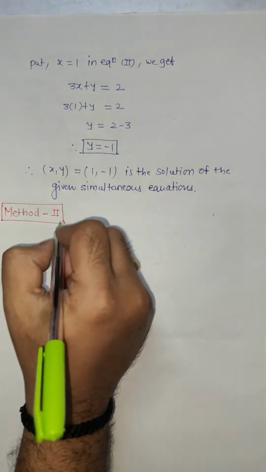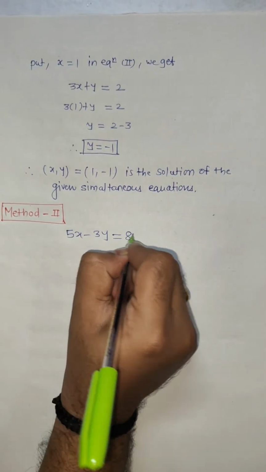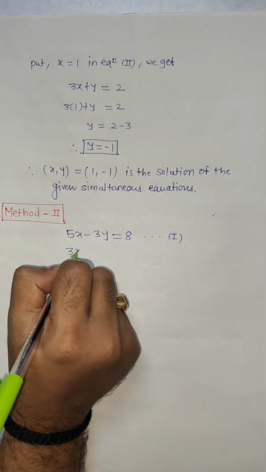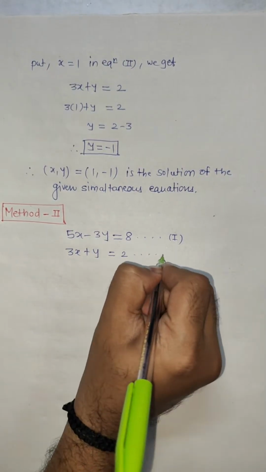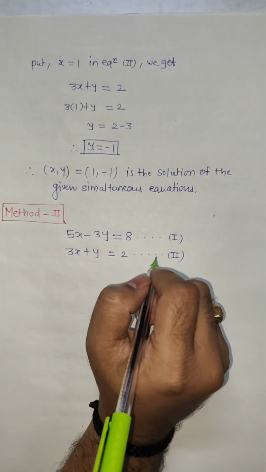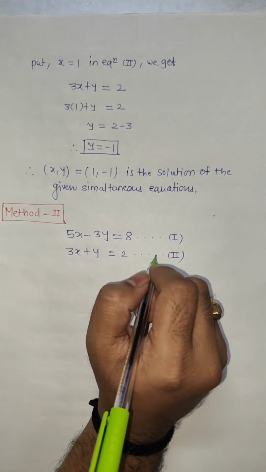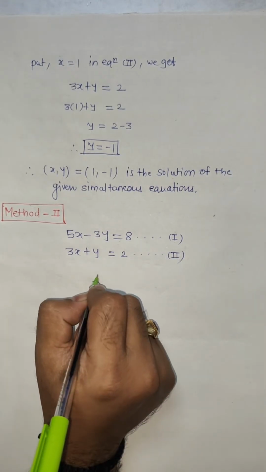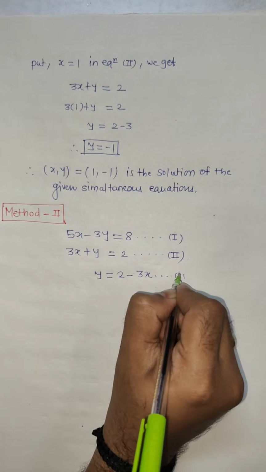Both the equations are given to you in this case also. So 5x minus 3y is equal to 8, that is equation number 1. And 3x plus y is equal to 2, that is equation number 2. Writing y in terms of x from equation number 2, y is equal to 2 minus 3x. This is equation number 3.